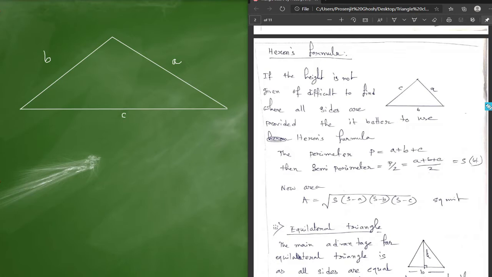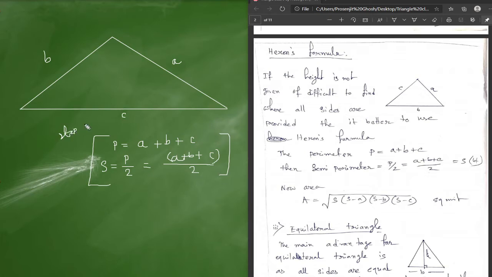Okay. In Heron's formula, what do you have to do? The first step is to find the perimeter. I told you how to find the perimeter, just add all the sides as I am doing over here. Second step, find the semi-perimeter, which I am denoting as S. So semi-perimeter is the half of the perimeter. So all we have to do is divide this addition by 2. That's it. So we got the semi-perimeter, that is step 1. I am marking it as step 1.